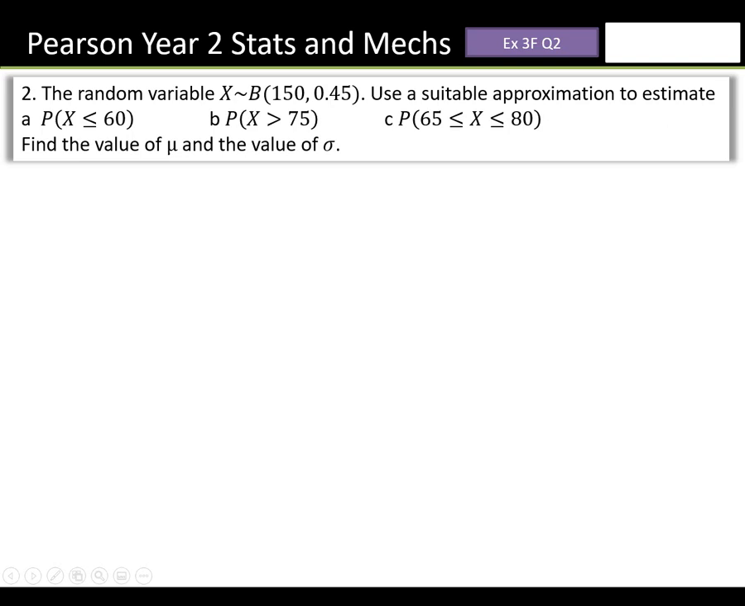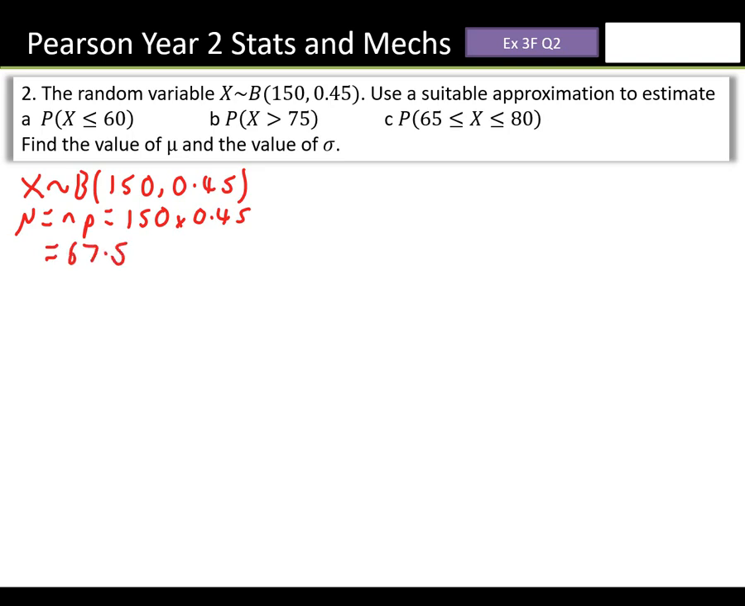In this question, we're asked to find a suitable approximation for this binomial distribution. First thing to do is to calculate the mean, which is np. So in our case, that's 150 times 0.45, which gives us 67.5.